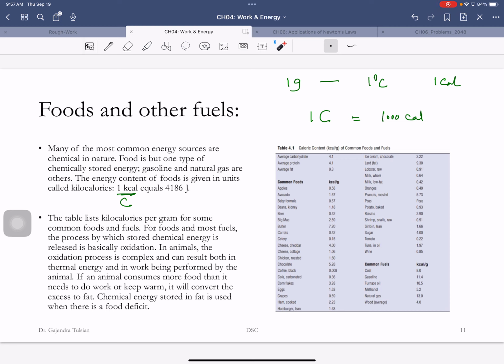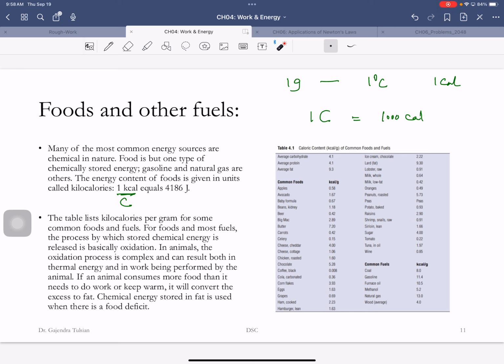All right, so this lists the energy content of various foods. On average, carbohydrates have 4.1 kilocalories per gram, or 4.1 food calories per gram. That's the energy content of carbohydrates. Average proteins have the same. Fat has twice the energy content. And that's why when you store energy, you want to store it as fat, because then you don't have as much volume to store.